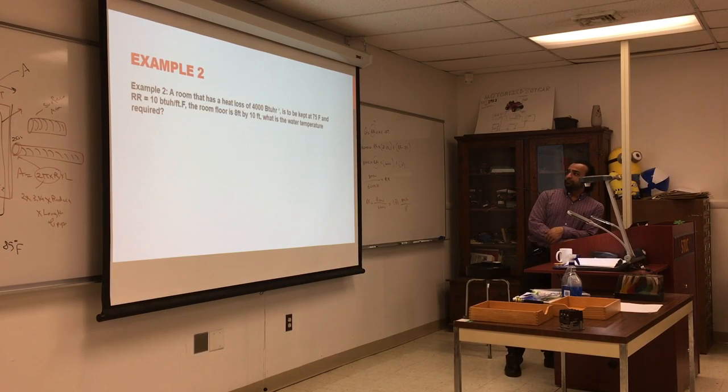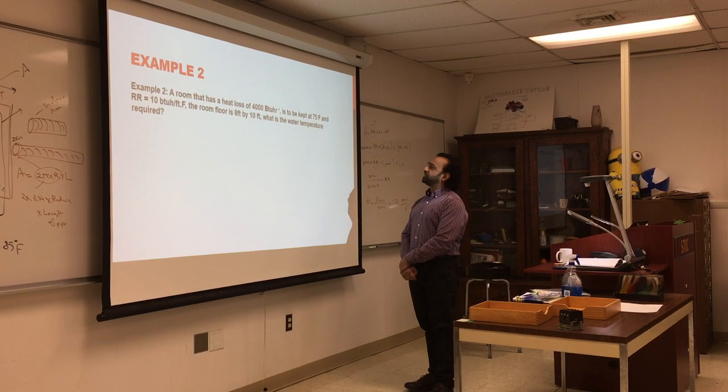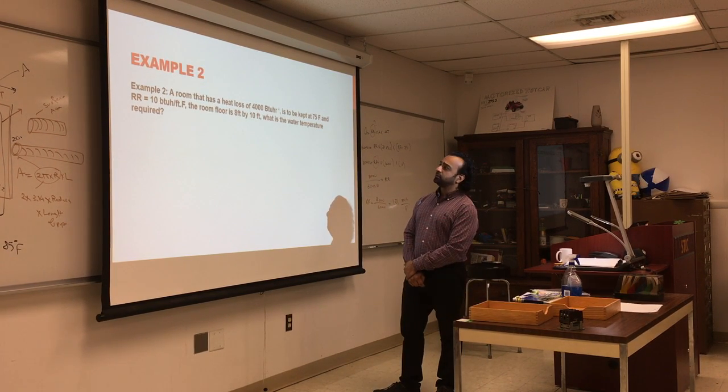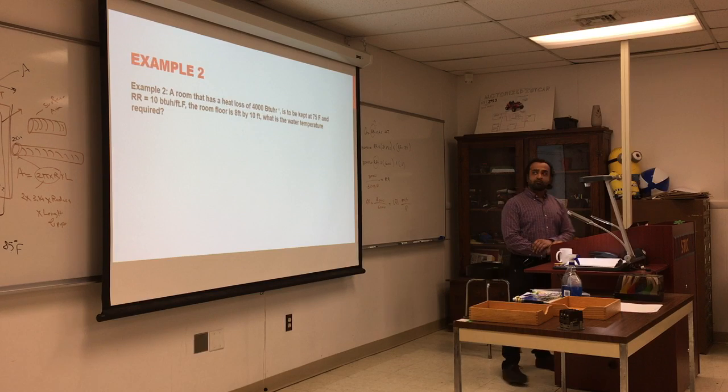Let's do another example. A room has a heat loss of 4,000, kept at 75. Radiation rate now is 10 BTU per hour per square foot. The room is 8 by 10. What is the water temperature required? Okay, so it has the heat loss, and it has the radiation rate.